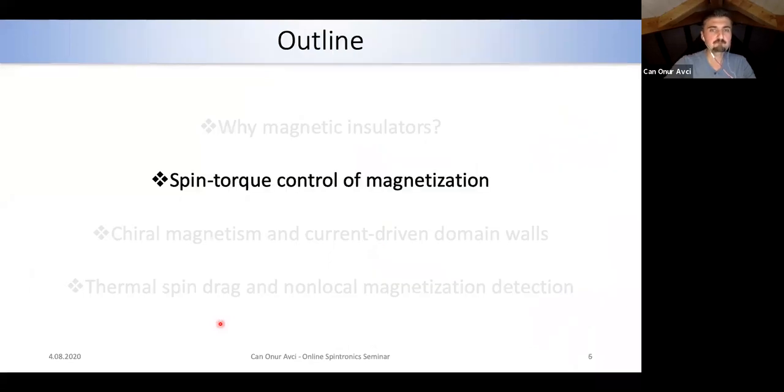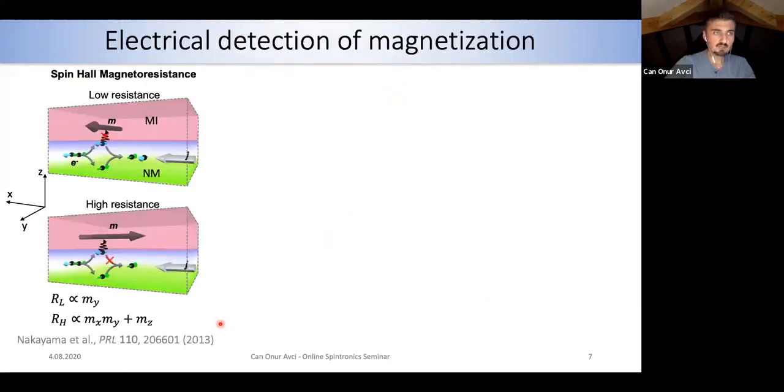Okay. So in the next part, I would like to talk about how we can control the magnetization in these insulators by using electrical current. So, spin torque control. But maybe before explaining that, let me take a step back. Before being able to control this magnetization, I want to explain how we can actually detect magnetization by using electrical current in these materials.